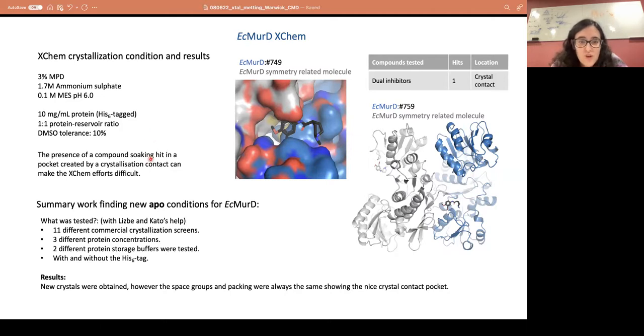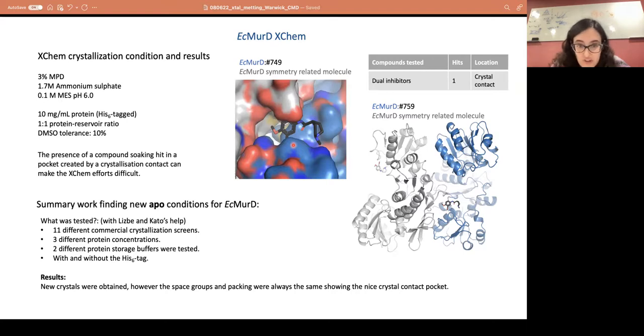Now I've tried to find other APO conditions as well, because when I ran compound soaking on these MurD crystals, there was a pocket formed between different subunits in the packing. So this pocket is an artifact from the crystallization condition. This can be a problem because it's a really nice pocket. It's quite big, so it has one part here and it continues on the other side of the protein, and it can bind a lot of different things. So it's not ideal for running this screen with small molecule fragments.